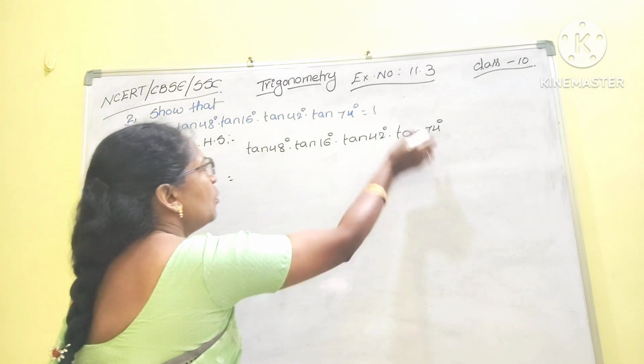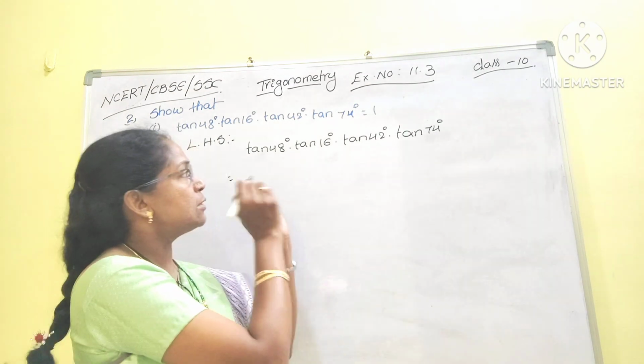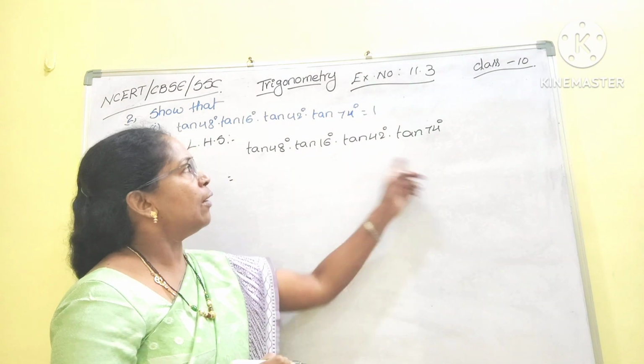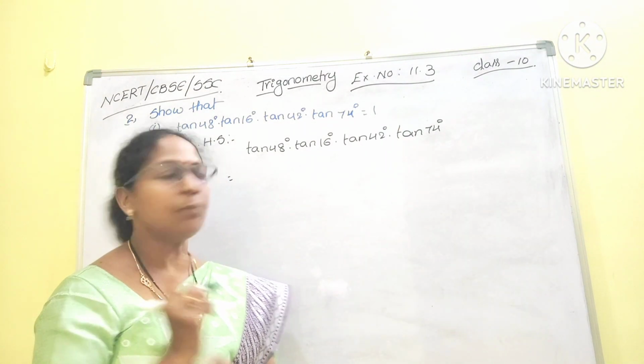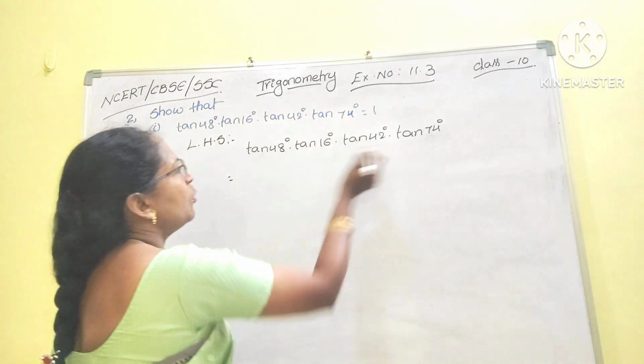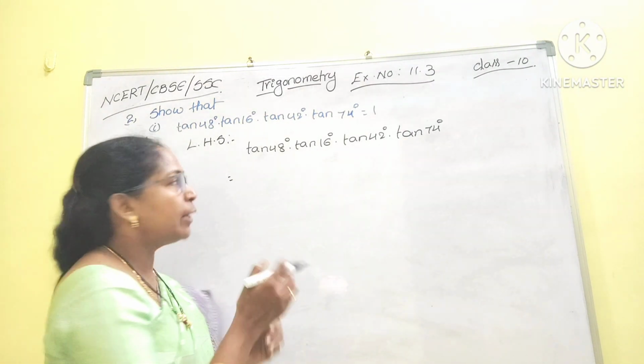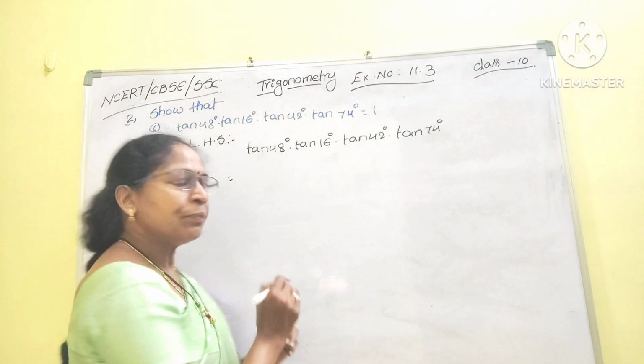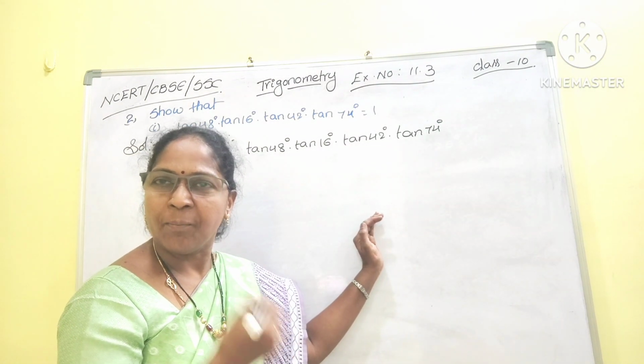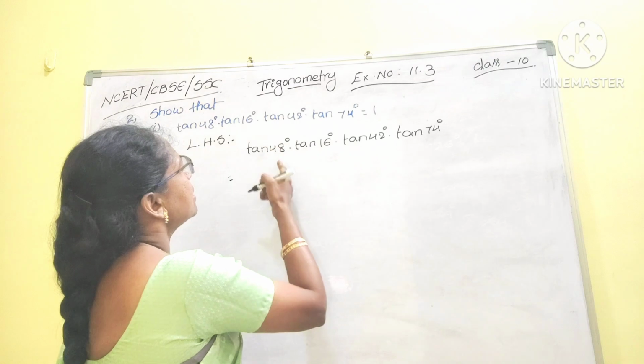Now, these 4 trigonometric ratios, these terms you have to cancel and you have to show that the value equals 1. In these 4 tan trigonometric ratios, try to cancel the terms. How can you cancel? Again, same. Here also you have to apply the complementary angle. So, let us start here.